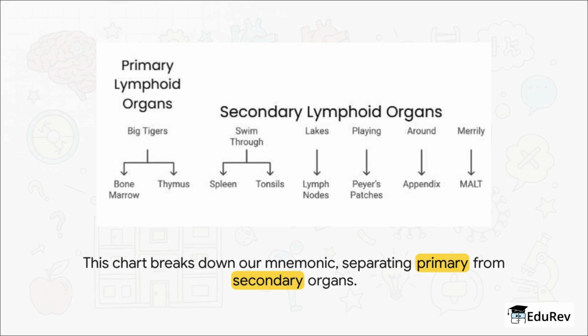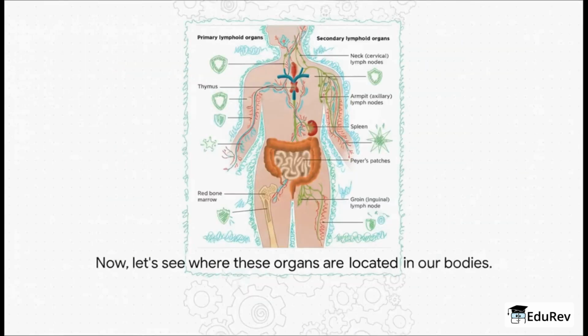And just to make it crystal clear, this diagram connects all those names to their actual spots in the body. You can actually see the thymus here in the chest, the spleen over here by the stomach, and all the lymph nodes scattered around. This really helps turn that abstract list into a real map of our immune system.